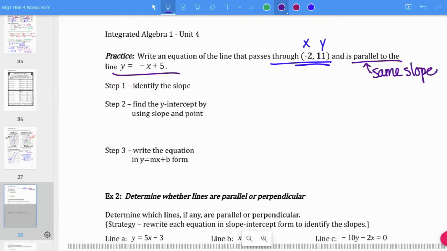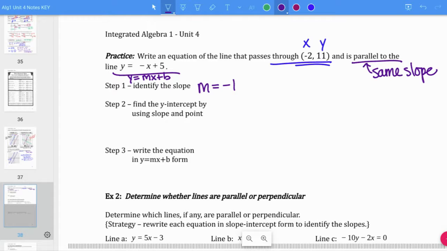So I'm going to go over to this equation, and I want to identify the slope. Since this is written in y equals mx plus b form, I can see that my m is the number in front of x. A little sneaky in this case. It's actually a negative 1. Pretend that that 1 is in front of the x there.